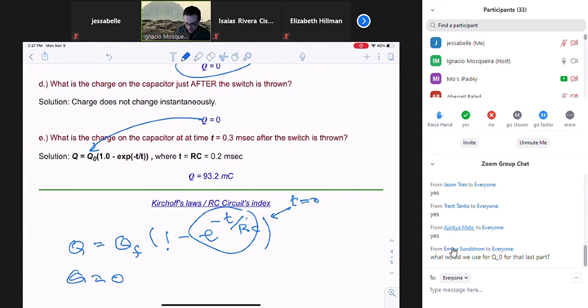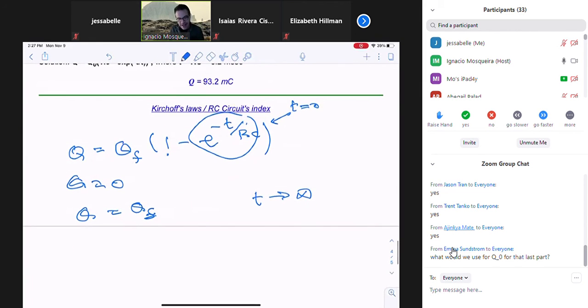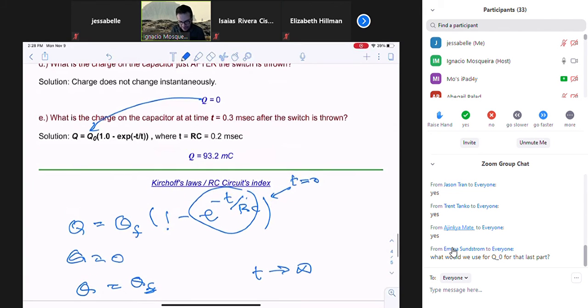But how about if I put t very large? If I put t very large, then I get Q equals QF. So t going to infinity, this second term is 0, and the first term is the only thing I have left. So for t going to infinity, Q equals QF. Okay, so what is QF? Still haven't answered that. You don't use Q0, though. That doesn't make any sense. That gives you 0, and that's stupid.